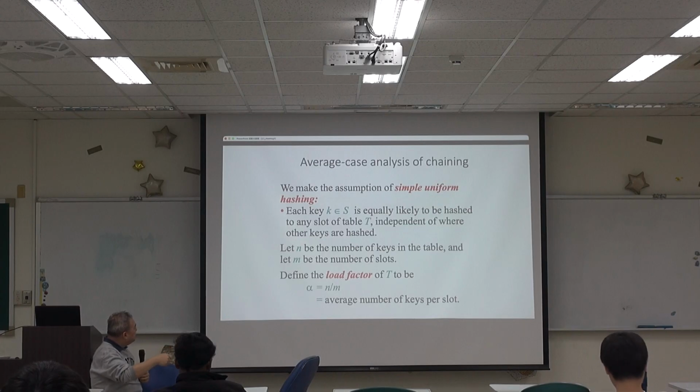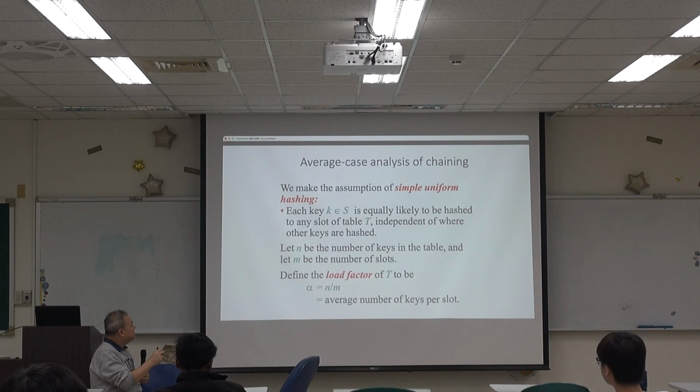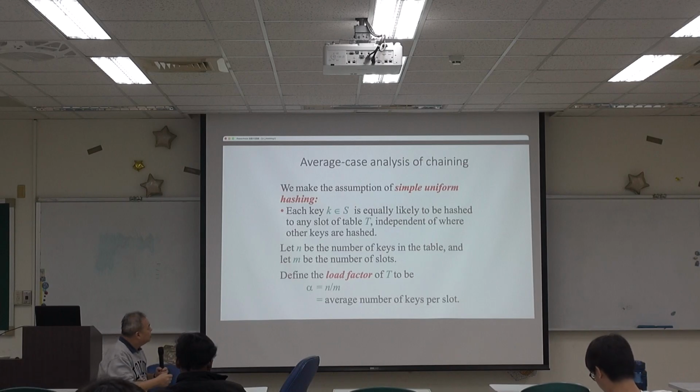We make the assumption of simple uniform hashing. What is simple uniform hashing? We assume each key is equally likely to be hashed to any slot in table T, independent of where other keys are hashed. So this is the assumption we have for the hash function.